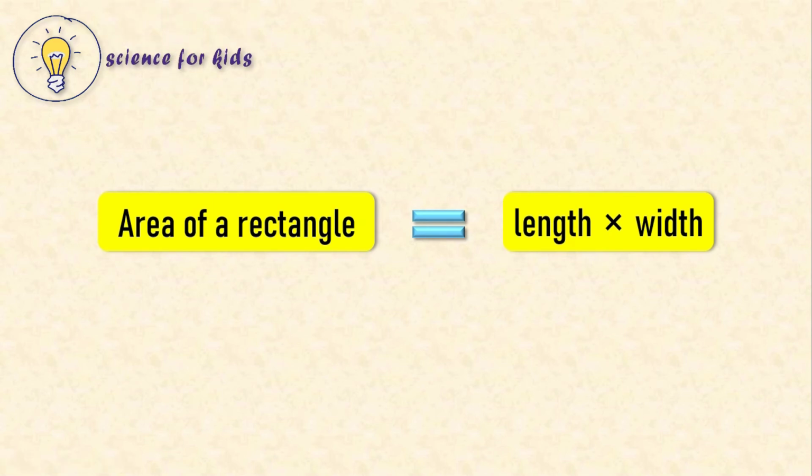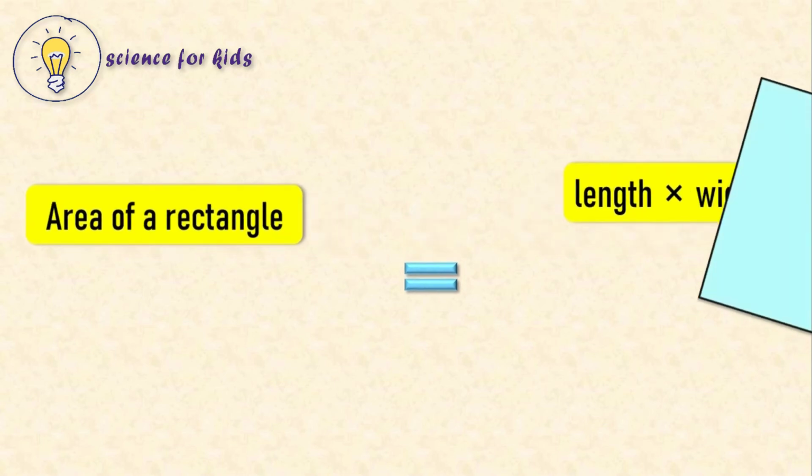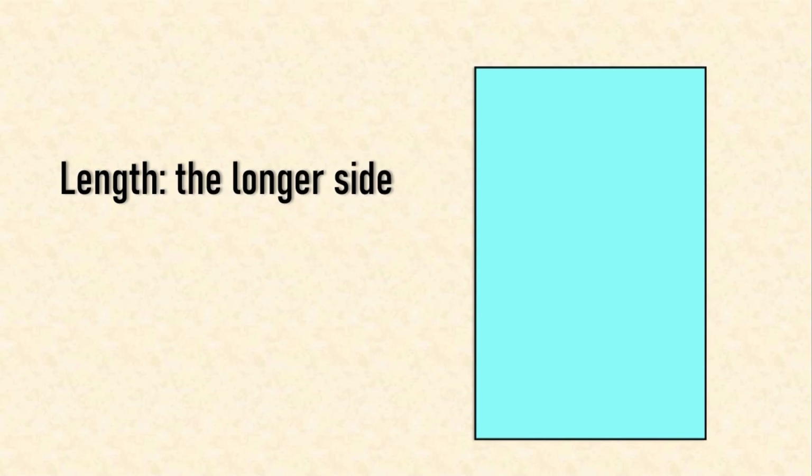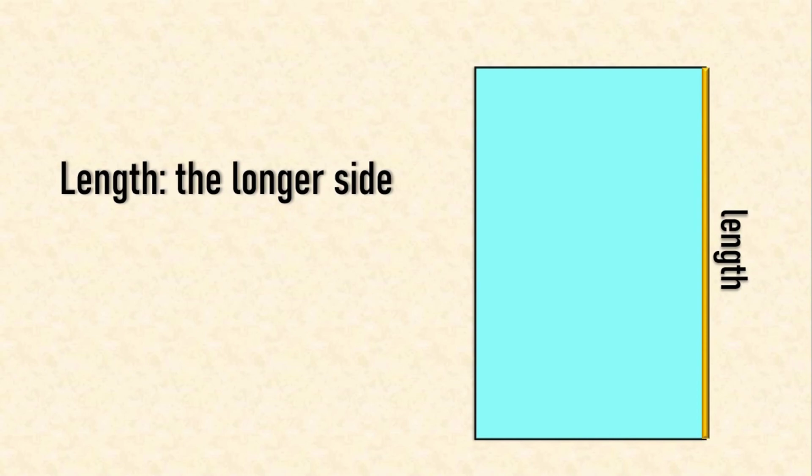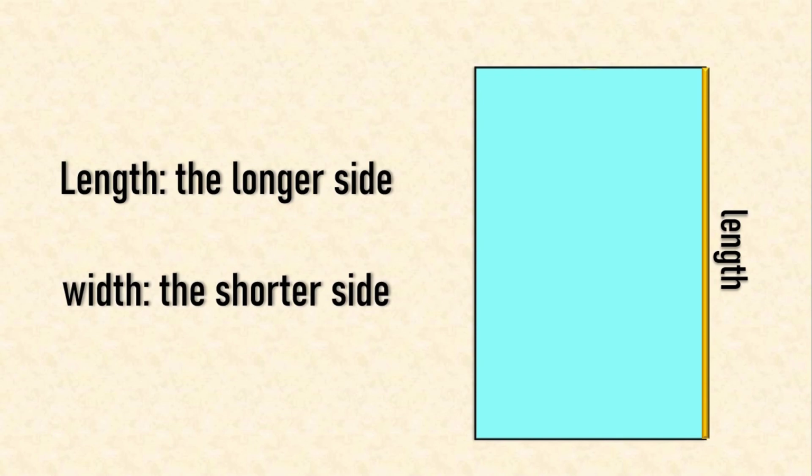I have to notice that sometimes a rectangle rotates, maybe like this. If we want to find the length and the width in this rectangle, we have to remember the definition of them. Here we see. The longer side is called the length. So, this is the longer side and this is the length. The smaller side is called the width. So, this is the smaller side and this is the width. After this, it's like a piece of cake and you can easily calculate areas of all kinds of rectangles.